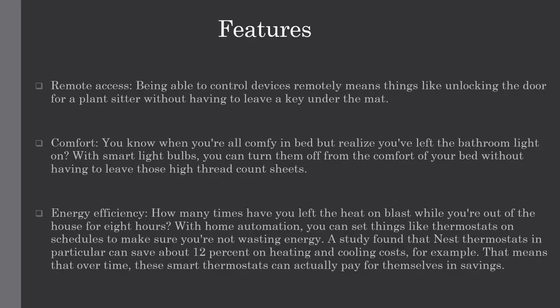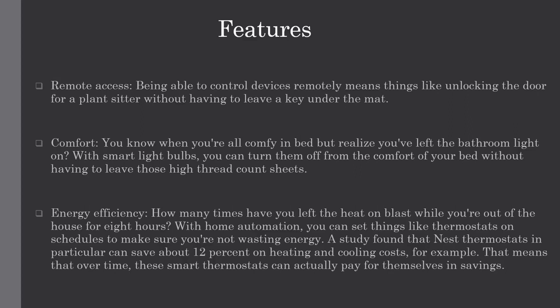The features of home automation: the first is remote access. Being able to control devices remotely means things like unlocking the door for a plant sitter without having to leave a key under the mat. The second is comfort. You know, when you are all comfy in bed but realize you have left the bathroom light on, with smart light bulbs you can turn them off from the comfort of your bed without having to leave those high thread count sheets.